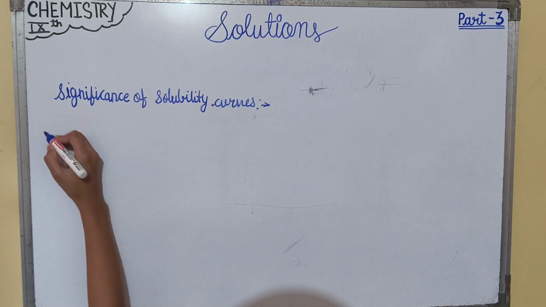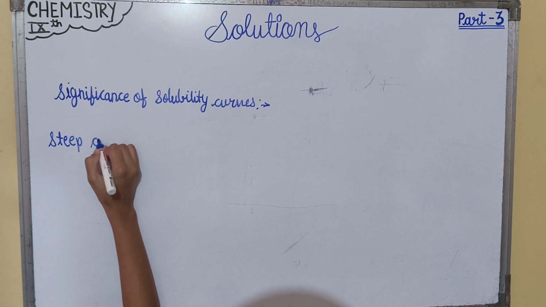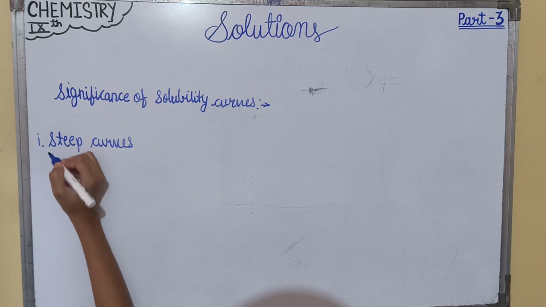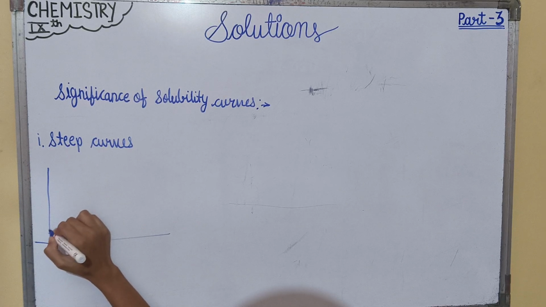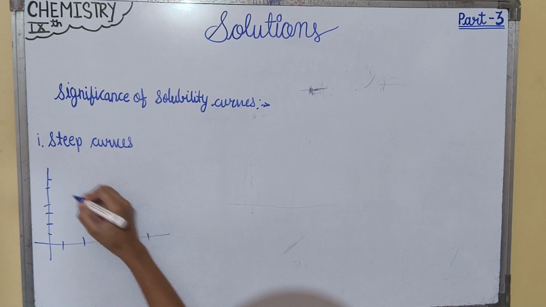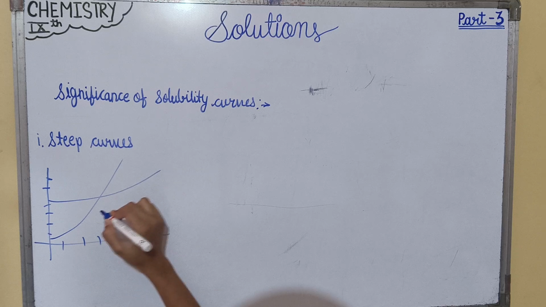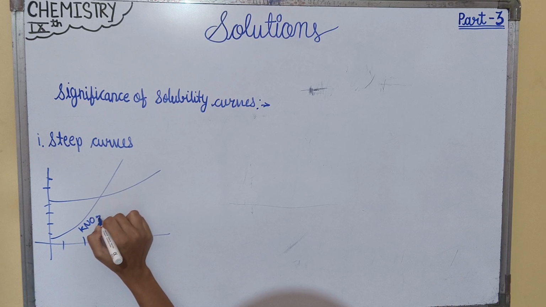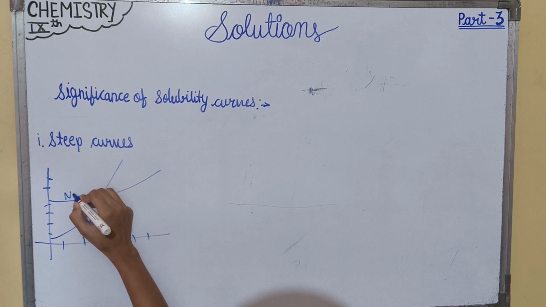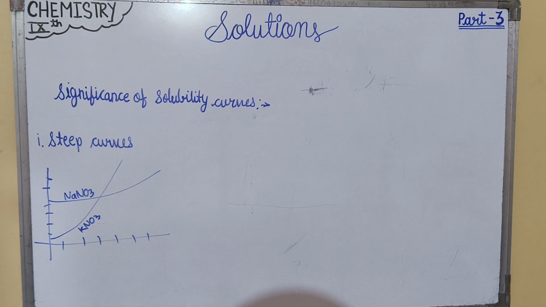First is steep curves. So if there is a graph, the steep curves formation will be like this. Let's say this is KNO3 and this is NaNO3. So, in significance, the steep curve indicates that solubility increases rapidly with increase of temperature. Example, solubility curves of NaNO3 and KNO3 show a steep rise with increase in temperature.